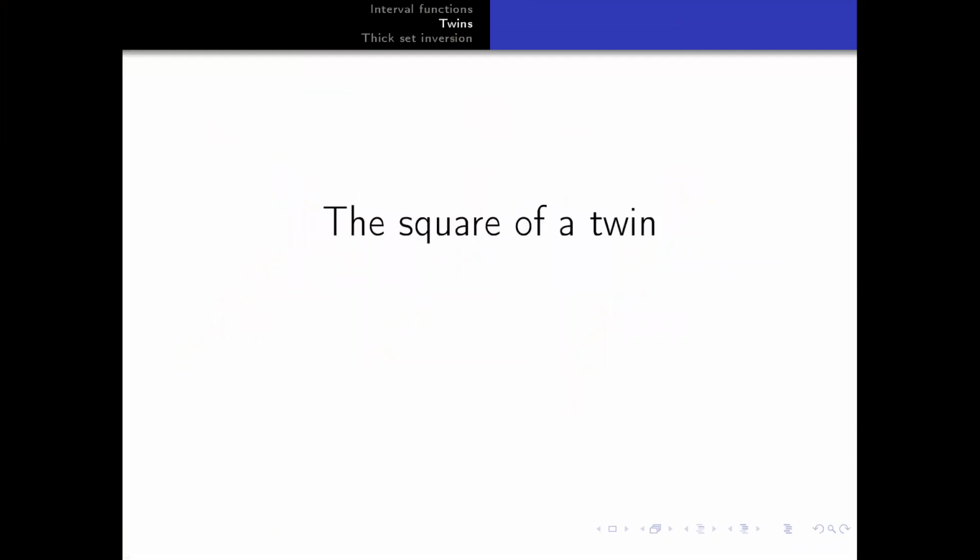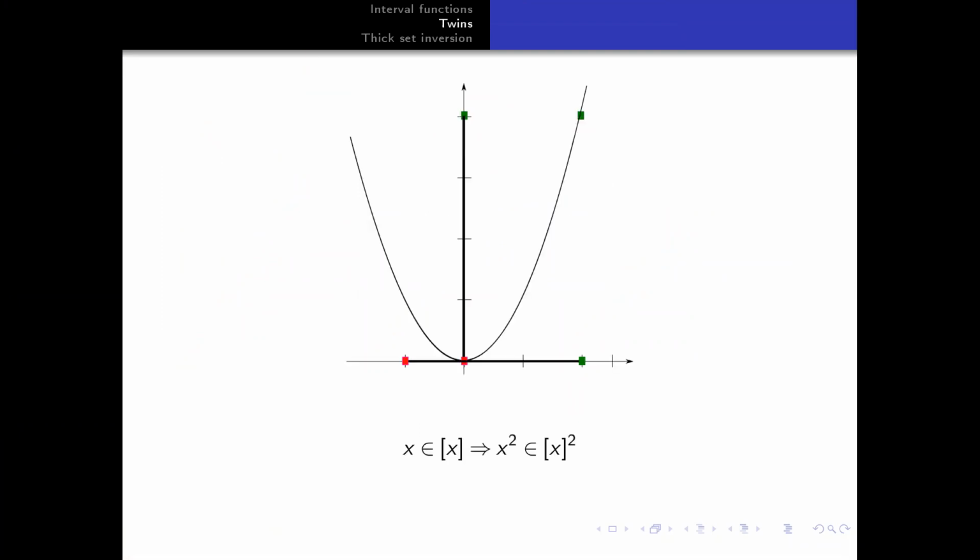Okay, so now I will start to consider the arithmetic for twins. And I start with the square. If I have an interval, let's say this interval, the lower bound is red, the upper bound is green, then the image of this interval is represented here by the lower bound and the upper bound. Okay. So the semantics of interval analysis means that if I consider a point inside the interval x, so this one, then x squared will be inside this interval.